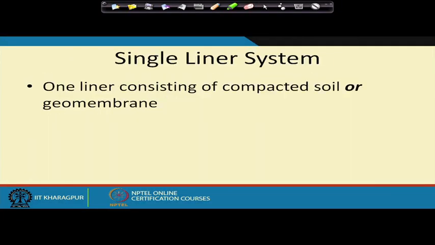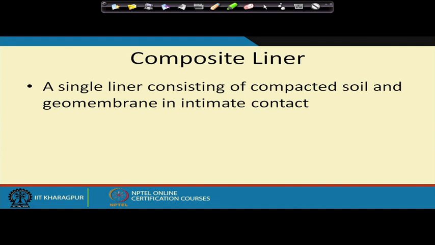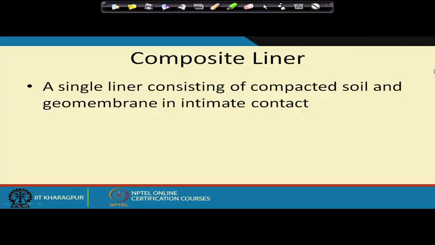So in terms of the liner, there is one liner consisting of compacted soil or geomembrane. That's the single liner system. You can have a composite liner consisting of both compacted soil as well as the geomembrane in intimate contact. That's the more popular one.